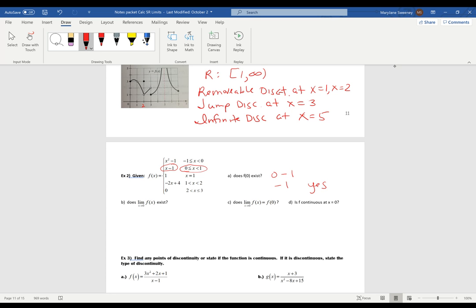They ask, does the limit of f of x as x approaches 0 exist? Well, when we talked about limits graphically, we said for a limit to exist, the limit from the left has to equal the limit from the right. So I would check, what is the limit of f of x as x approaches 0 from the left? Then what is the limit of f of x as x approaches 0 from the right? If those are not equal, then the limit does not exist.